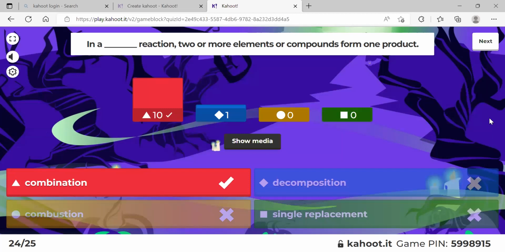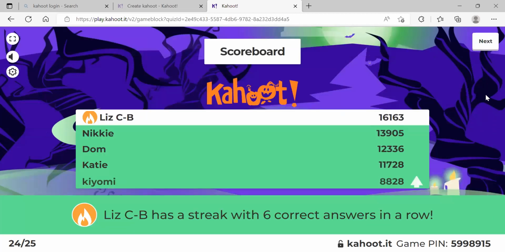Great job, you guys. When you have 2 or more elements or compounds that form one product, that's a combination reaction. Let's prepare for the last question.